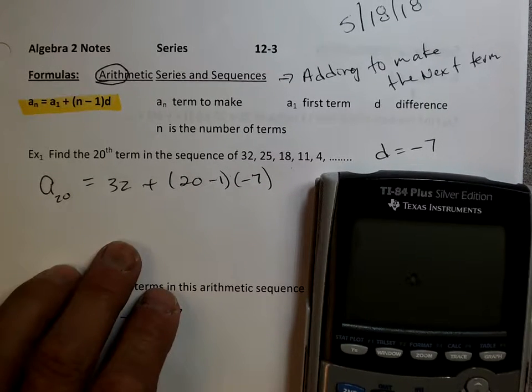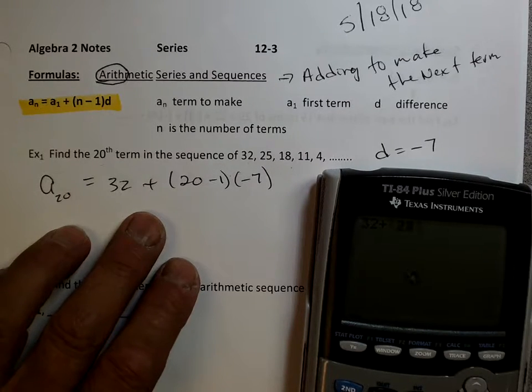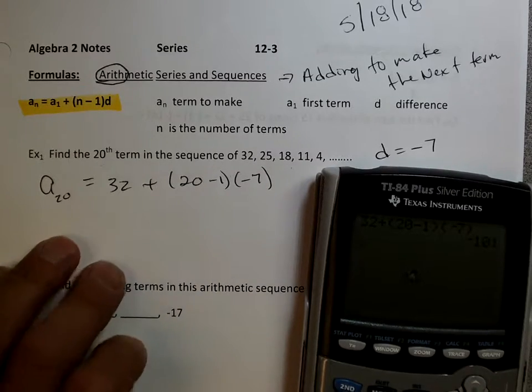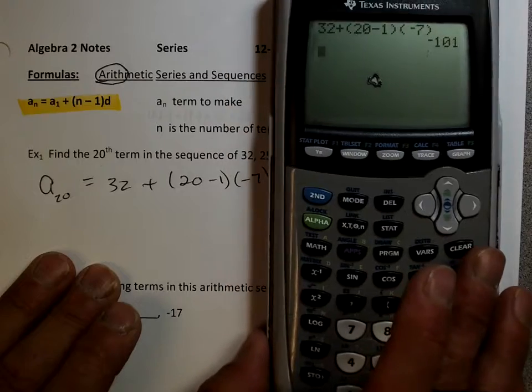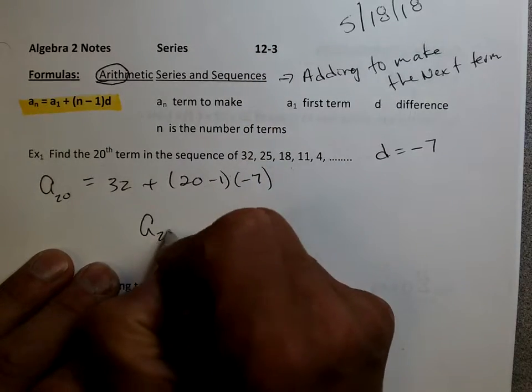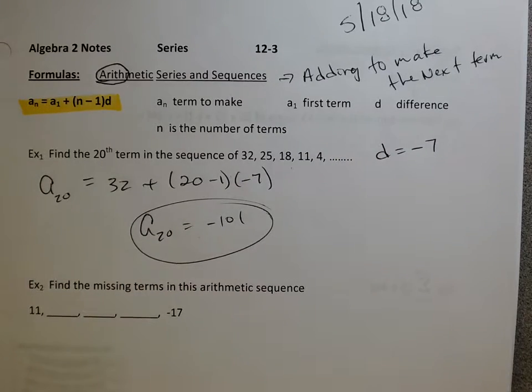Let me know if I'm going too fast. 32 plus 20 minus 1 times the -7, and I get an answer of negative 101. There it is. A of 20 is -101. Handy. If you don't know these formulas, then it's going to be a real bummer because when we take our next test, you're going to have to make it to the 20th term, which will work. But, my goodness, the formula is so much faster, right?